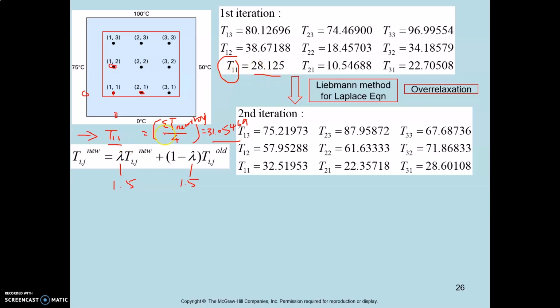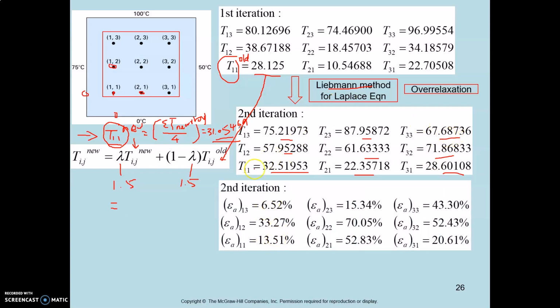Then you continue to find the temperature again by using the Liebmann method, Gauss-Seidel. From these two, this is the old temperature, this is the new temperature. So you have to substitute inside this formula. Then you compute, and you should be able to get 32.51953. The same procedure is repeated for the rest, and you should be able to obtain the answers here in the second iteration.